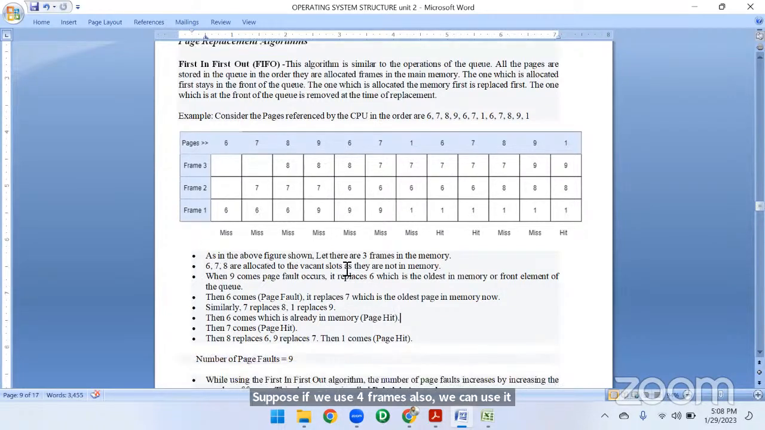So here 6, 7, 8 are allocated to the first 3 slots. When 9 comes, a page fault will occur. Why? Because it replaced the 6. Okay. So then 6 comes out and 7 will be replaced. So all these things, whatever I have said, the same thing has been shown here, right?